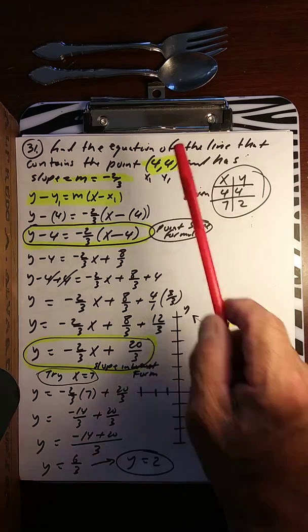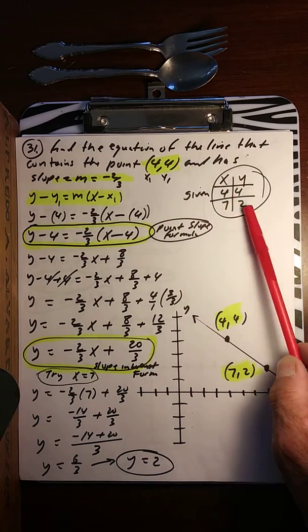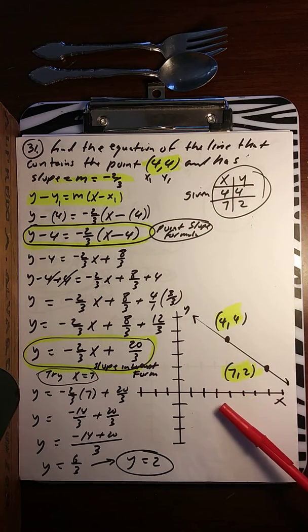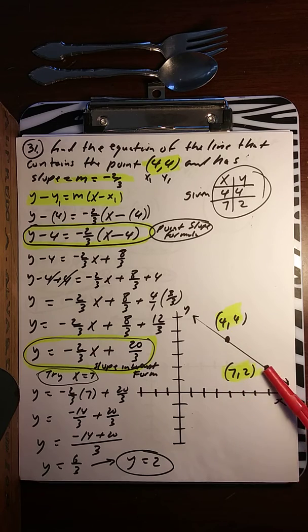So we have (4, 4), and we also have (7, 2). Connect those two dots. We have (4, 4) and we have (7, 2). Connect the dots. There's a line.